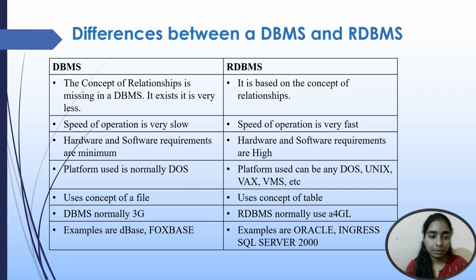The platform used normally by DBMS is DOS, but in the RDBMS, the platform can be DOS, Unix, VAX, VMS, etc. In the DBMS, we use the concept of a file, but in the RDBMS, we use the concept of tables with rows and columns. In the DBMS, we normally use a 3GL, but in the RDBMS, normally a 4GL. Examples of DBMS are dBase and FoxBase, but in the RDBMS, Oracle, Ingres and SQL Server 2000.